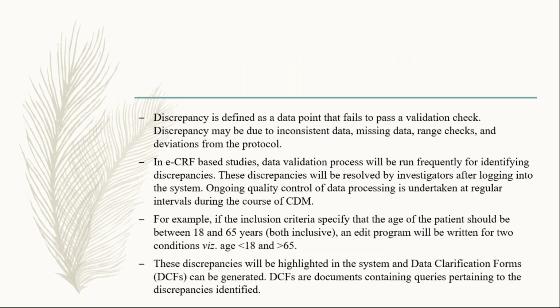Now, what is a discrepancy? A discrepancy is any data that fails to pass the validation check. So a discrepancy can be inconsistent data, missing data, a range check failure, or deviation from the protocol. All these are considered discrepancies. So if the data is inconsistent, or missing, or not within the range, or deviating from the protocol, then it will not pass the validation check. At the point of validation check, this discrepancy will be raised.